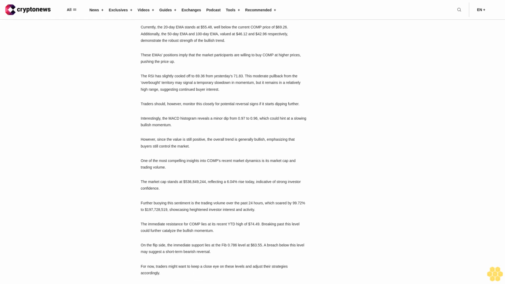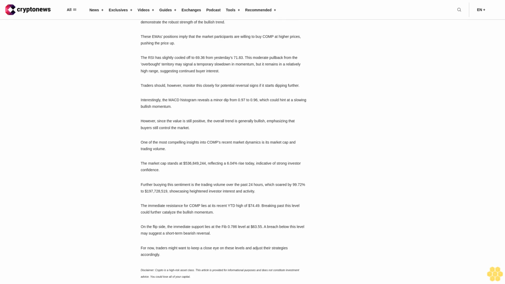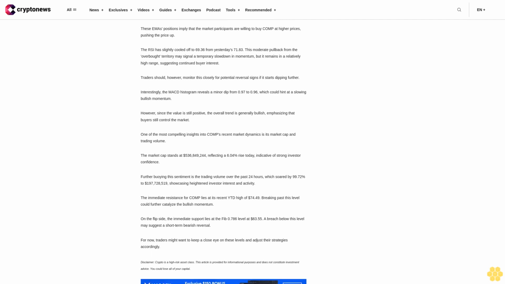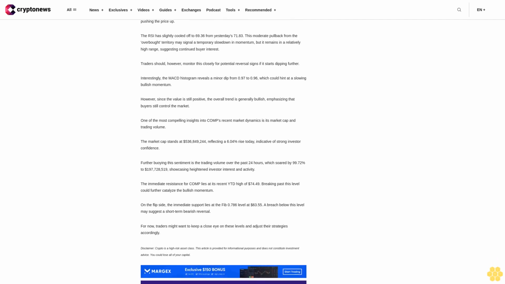up. The RSI has slightly cooled off to 69.36 from yesterday's 71.83. This moderate pullback from the overbought territory may signal a temporary slowdown in momentum, but it remains in a relatively high range, suggesting continued buyer interest. Traders should, however, monitor this closely for potential reversal signs if it starts dipping further.